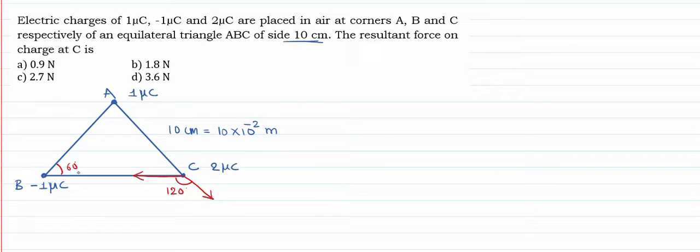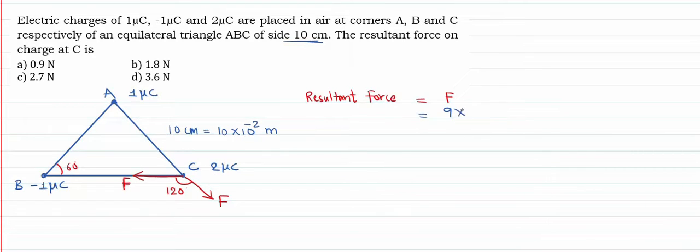As the triangle is equilateral, the inner angles are 60, which means the angle between these two forces is 120. Clear? Now, the force between A and C, with charges 1 and 2 and distance 10, and between B and C, charges 1 and 2 and distance 10, are both equal. I will take this as F, this as F. By the shortcut, if both are equal and the angle is 120, then the resultant force will be equal to F.